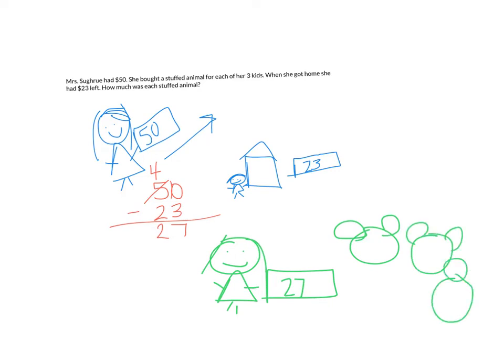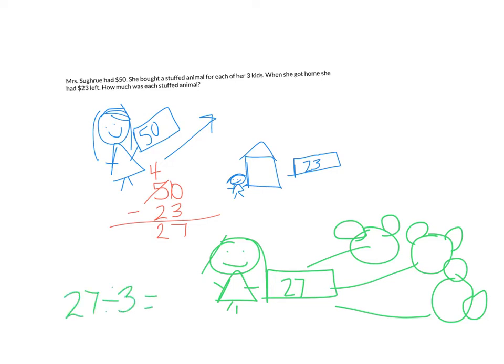I did. Okay, what do we do? Well, there were 3 animals. I'm taking my $27 and I'm splitting it into 3 smaller groups. That's division. When I split a whole into 3 equal parts, that's division, right? Yes. Okay, so now I'm going to do $27 divided by 3 stuffed animals.